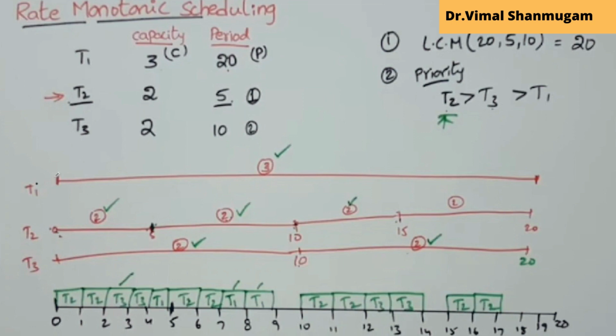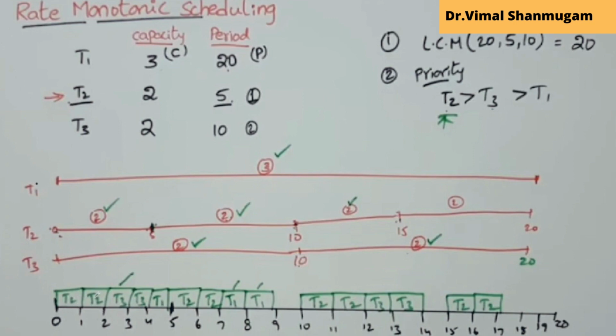Okay, here in this graph you can see T1 from 0 to 20 minutes will access the CPU 3 times. T2 will access every 5 minutes once, 2 times. See, in each and every 5 minutes T2 will be accessed 2 minutes. T3 will access every 10 minutes, 2 times: from 0 to 10, 2 times, and 10 to 20, 2 times. So in this chart we can see the execution of all the tasks.